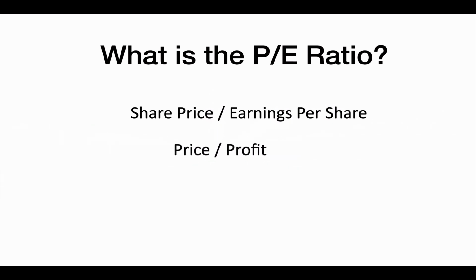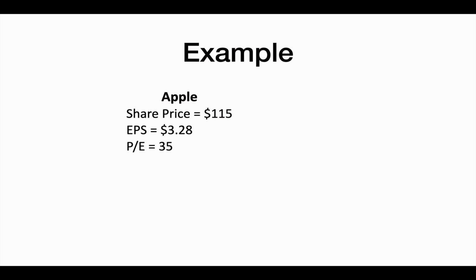Price, how much is the company asking you to pay? And the profit, how much profit is there in each individual share? Now you have both sides of the equation. So let's put this in a quick example. We'll use Apple, as it's a company that everybody knows and likes. So last quarter, its share price was $115. Its earnings per share was $3.28. So this gave us our first PE ratio, which is 35.